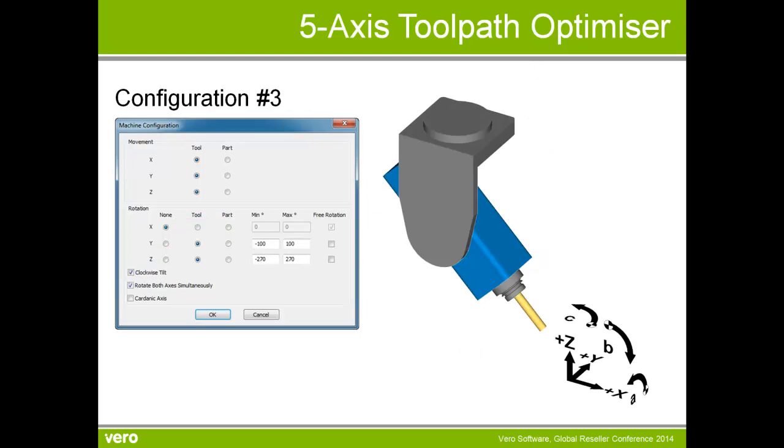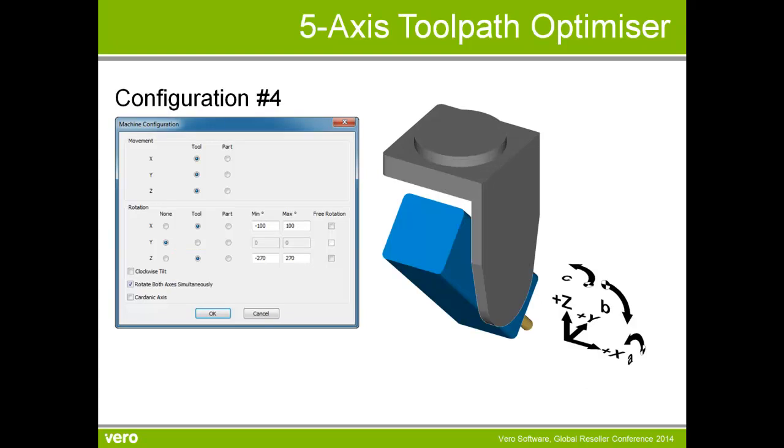If we look at configuration number 3, the head is rotating about the Y axis. And also, we have a clockwise tilt in this configuration. And then finally, configuration 4, the tool is rotating about the X axis.